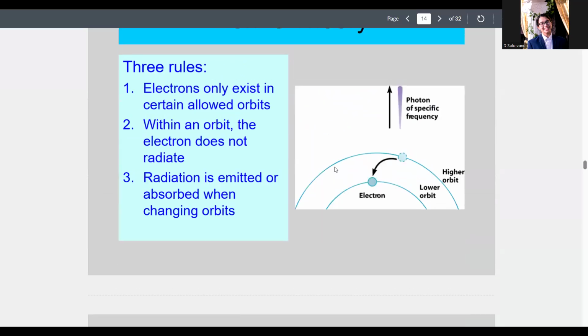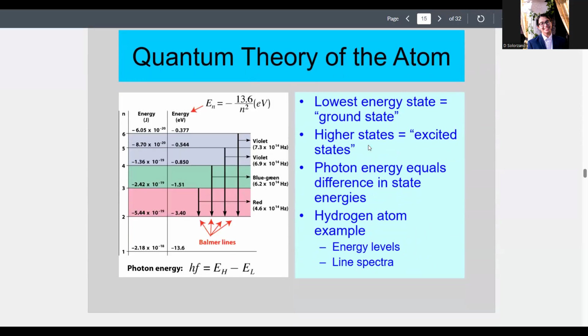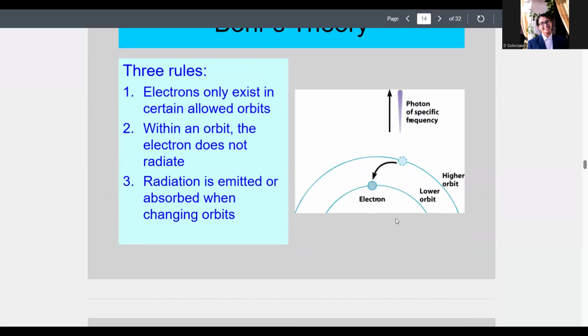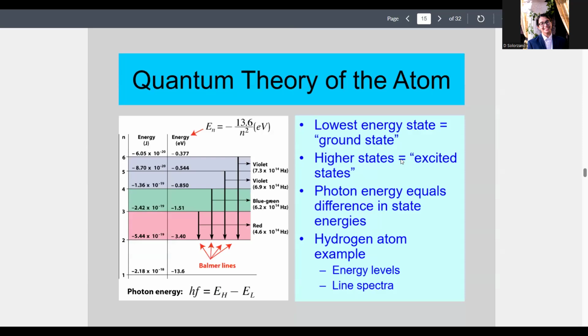Radiation is emitted, as opposed to absorbed. Yep, when it's going down in energy, it's losing energy, so it releases a photon. You should know that when an electron jumps down to a lower orbit, it will release a photon, which is just a packet of energy, because it's moving from higher to lower energy. So it's losing energy.